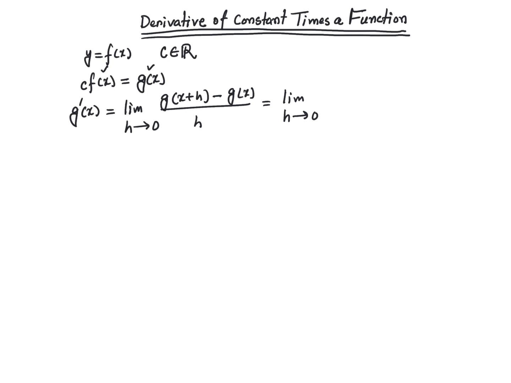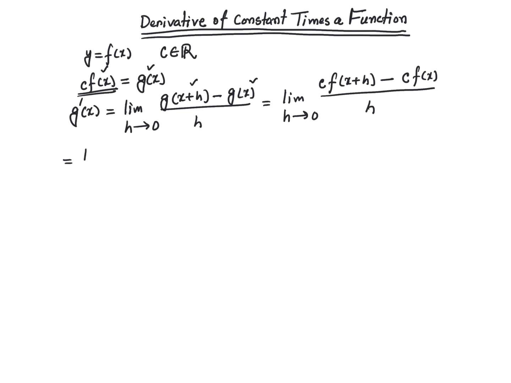Now g of x is c times f of x. C is just a constant, so g of x plus h is going to be c times f of x plus h, minus g of x, which is just c times f of x. All of it divided by h.